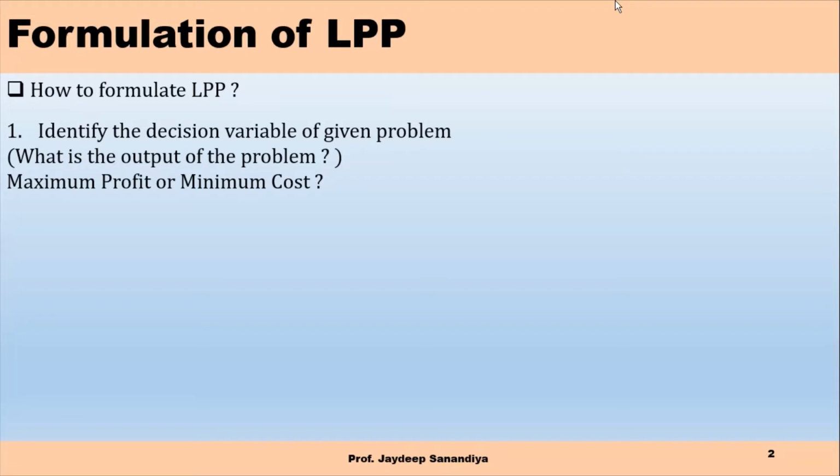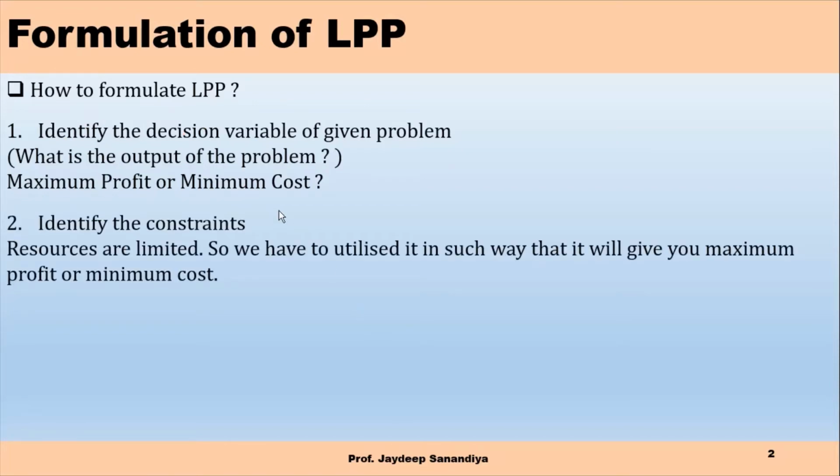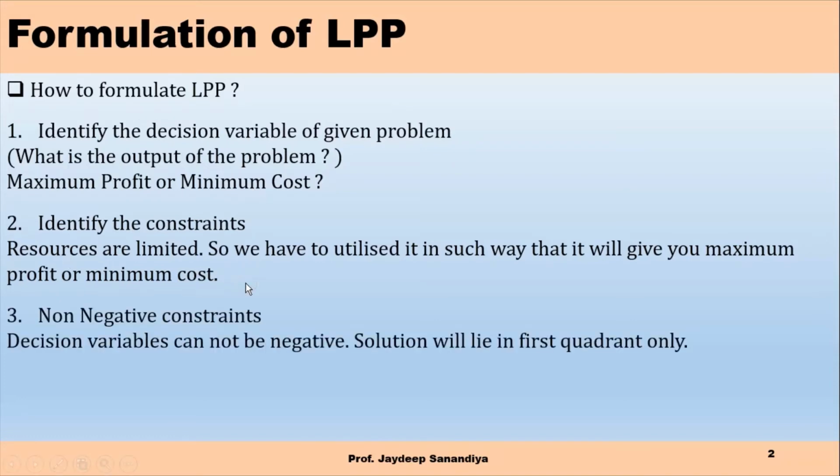We have to identify the decision variable of a given problem. The given problem might be maximization of profit or minimization of cost. So our objective is always to maximize the profit or to minimize the cost. So we have to identify the variable which will give us maximum profit or minimum cost. Second is to identify the constraint. Resources are limited, so we have to utilize them in such a way that they give you maximum profit or minimum cost with the least remaining resources. And the last one is the non-negative constraint.